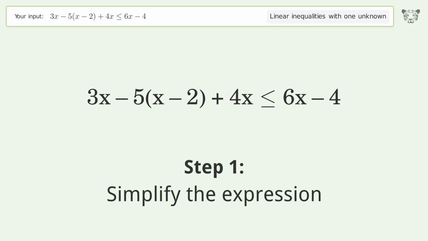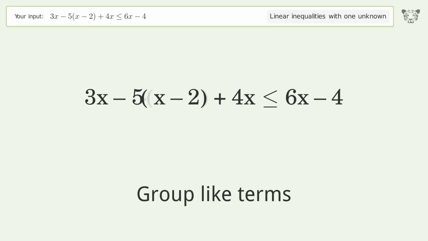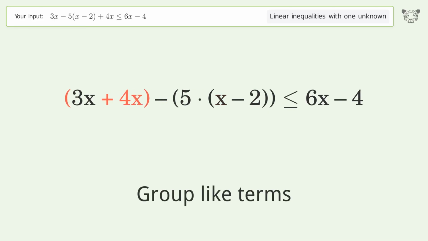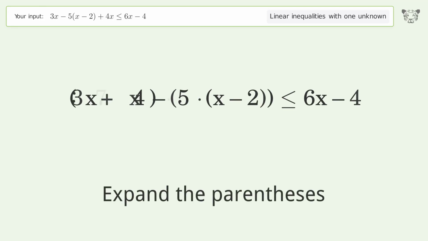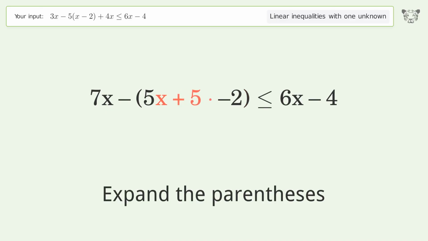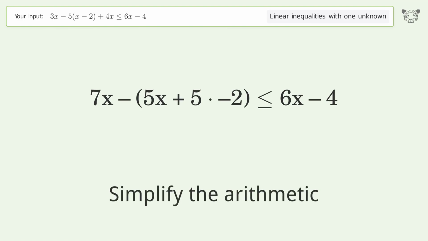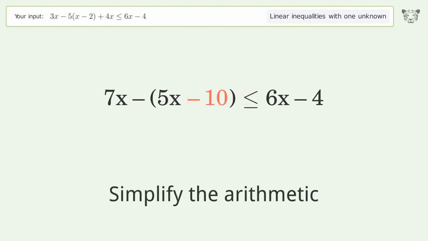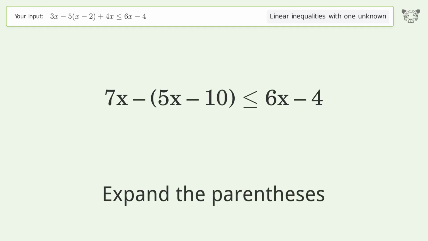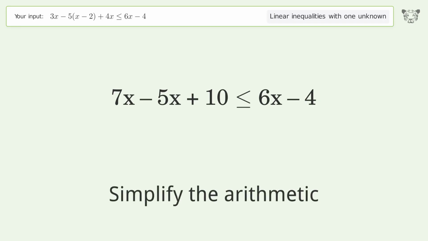Simplify the expression. Group like terms. Expand the parentheses. Simplify the arithmetic. Expand the parentheses. Simplify the arithmetic.